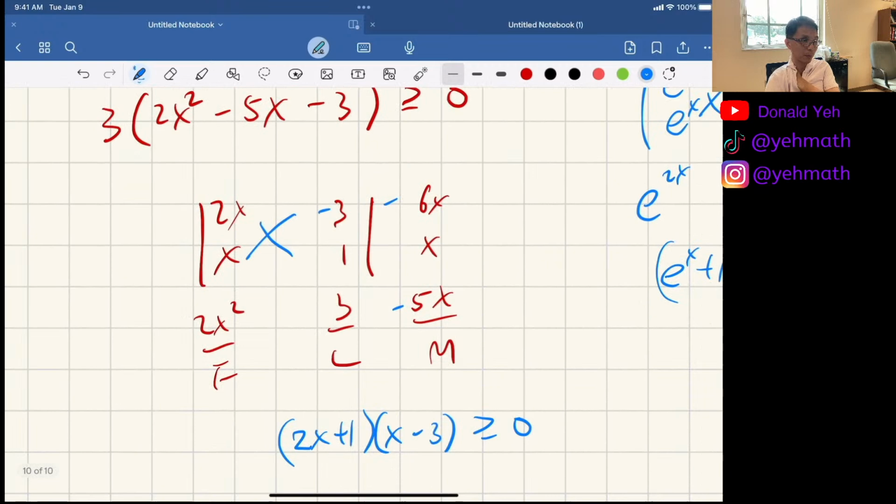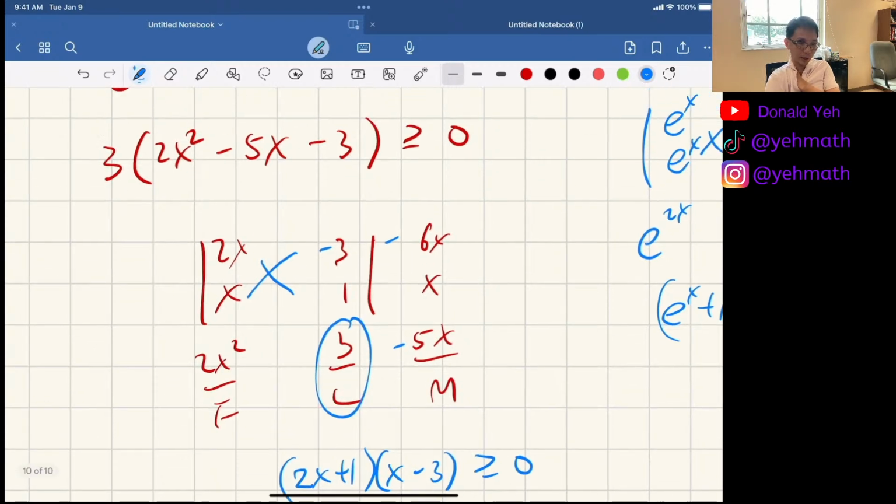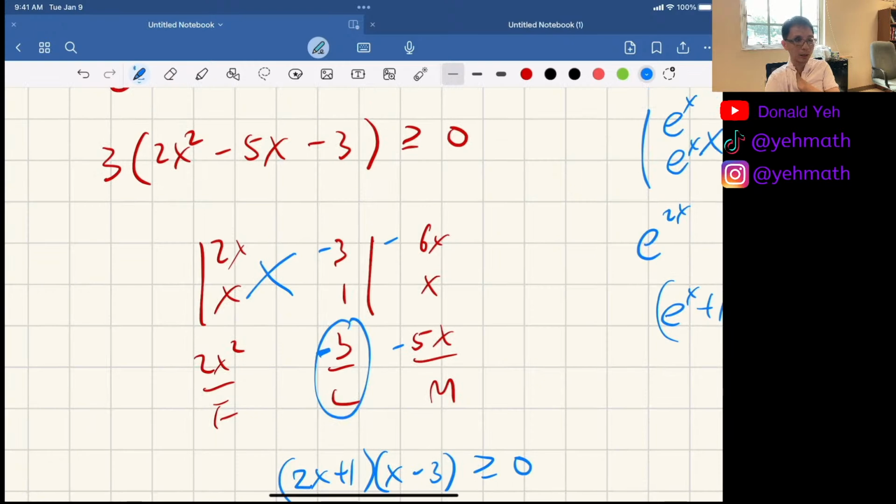And sometimes can be both negative and sometimes can be one's negative. So it depends on the last term, depending on this term. This is -3. Therefore, that -3 times 1 has to be -3. This part is adding, so you have to add up to be -5x. If you try a couple times, you'll figure out this way is actually pretty good.